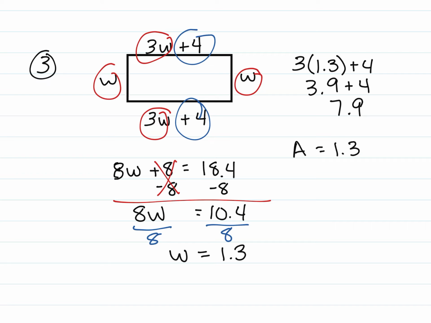So the area will be 1.3 times 7.9. And our area is equal to 10.27 centimeters squared. Remember, area is 2-dimensional, so it has to be squared.